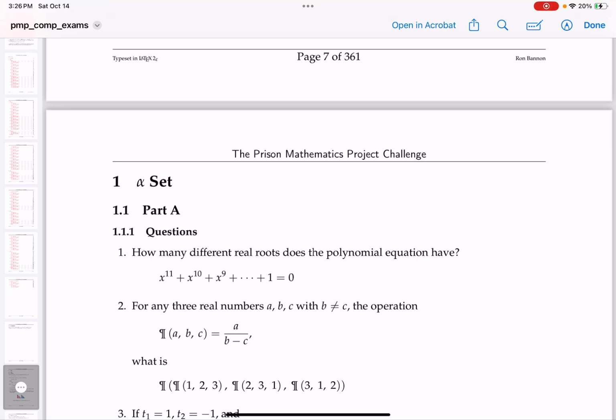Okay, so we'll start off doing question number one. How many different real roots does the polynomial equation have? This 11th degree polynomial, they're asking how many real roots does it have. They're not asking for all the roots. They're just saying how many real roots.